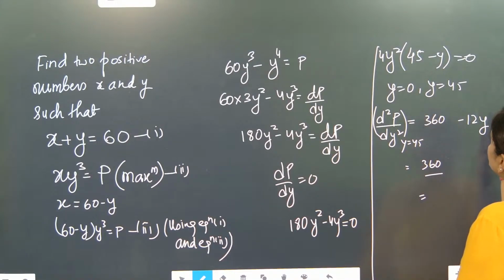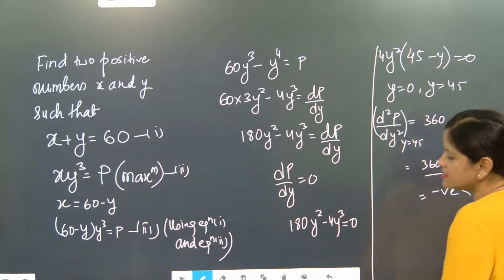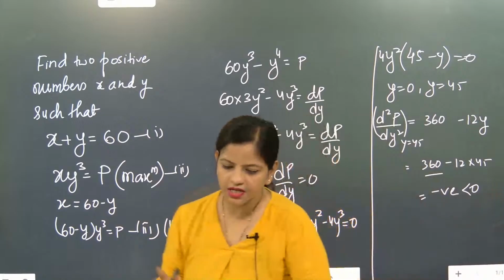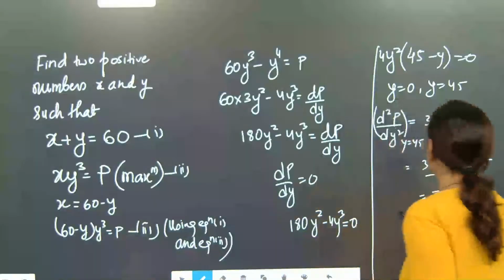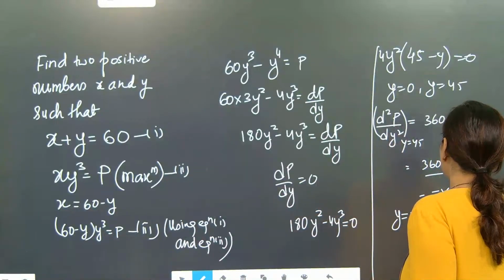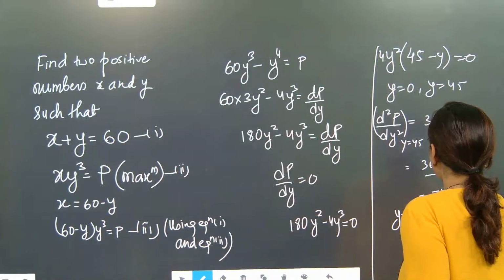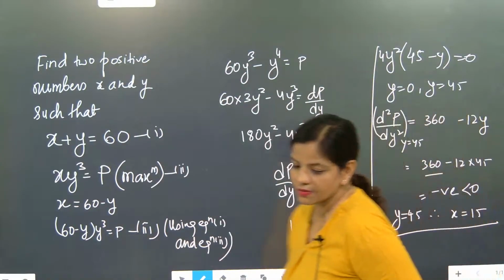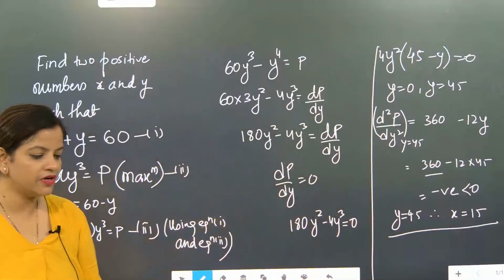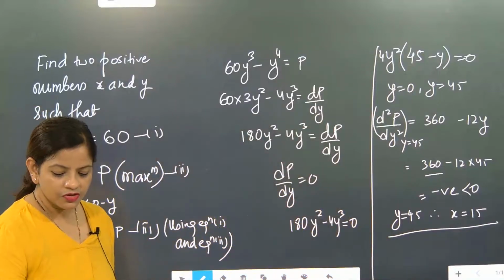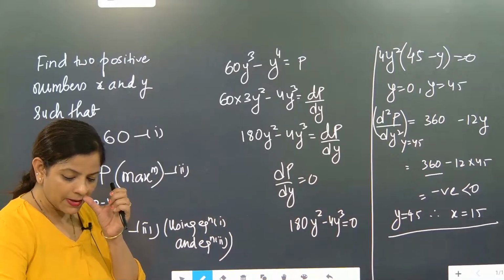One part we will put 0. If we put 0, it means it comes positive, and here 0 is coming. But when we put 45 here, then it is 12 into 45 which will be negative. Negative is less than 0. So y is coming as 45, and x value is coming as 15. I hope you have understood this. So this is one question we have solved.